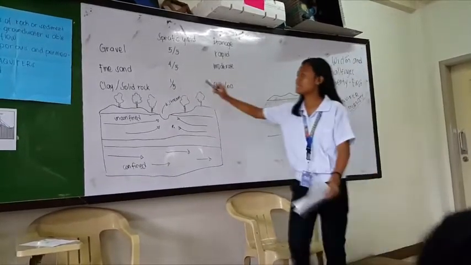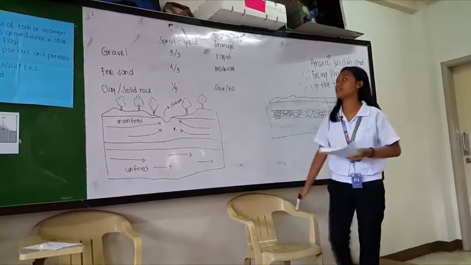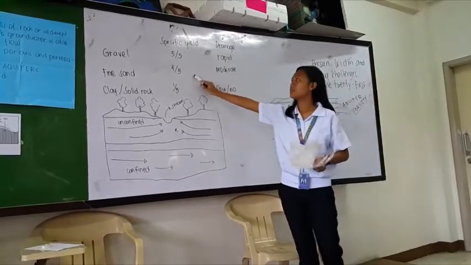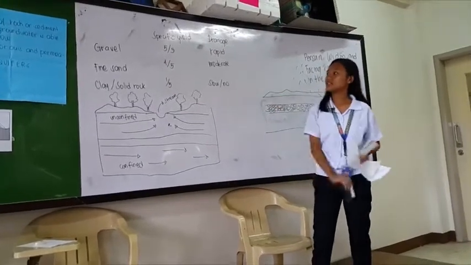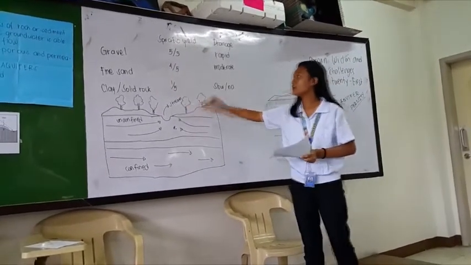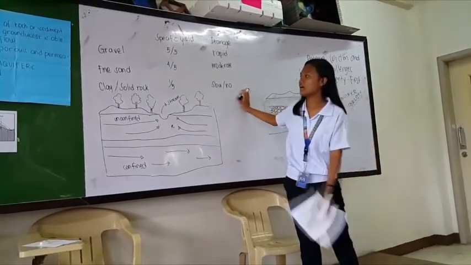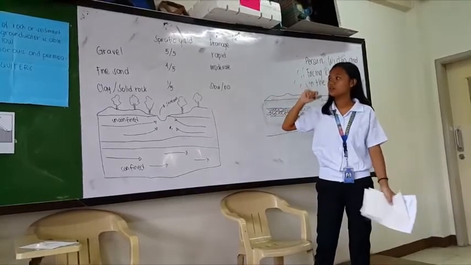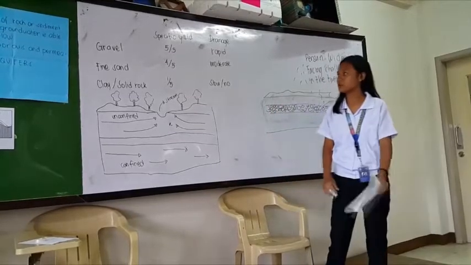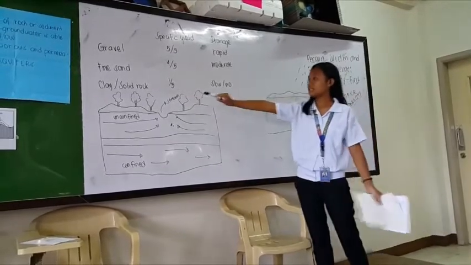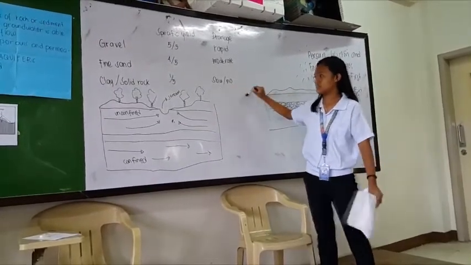So next is fine sand. Fine sand has smaller spaces than that of gravel. It has 4 out of 5 specific yield, and then the flow of water is moderate. So lastly is clay or solid rock, which has 1 out of 5 specific yield because solid rock has compact particles, very little spaces. So water in that kind of material cannot flow or is very slow.